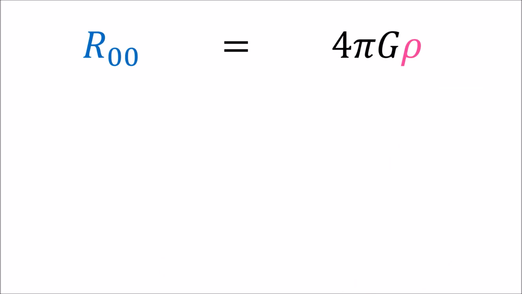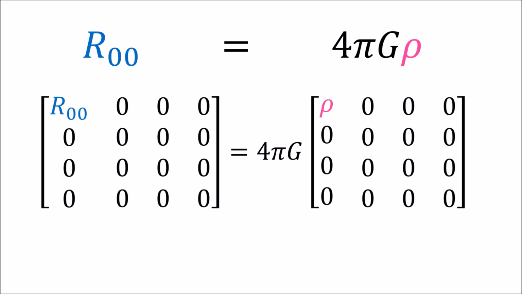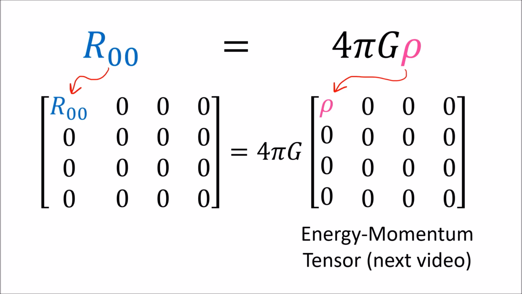This means that rho must be the component of a larger 4x4 tensor, just like how the R00 component is one component of the larger 4x4 Ricci tensor. This new 4x4 tensor that contains the mass density is called the energy-momentum tensor, and it is invariant in all frames according to special and general relativity. I'll talk about the energy-momentum tensor in the next video.